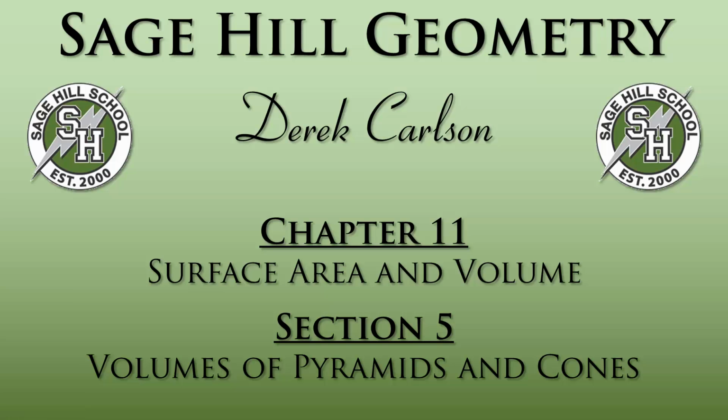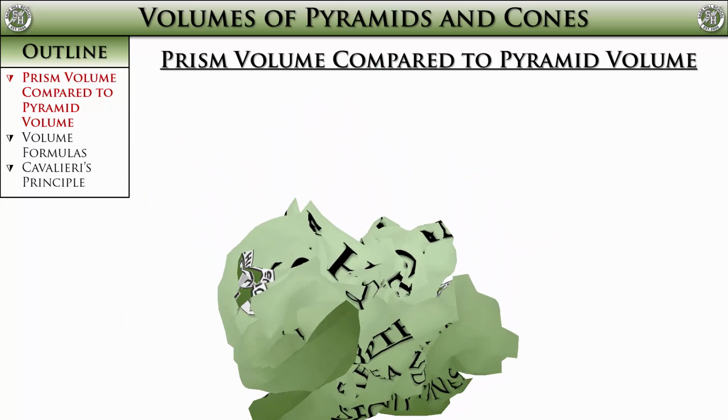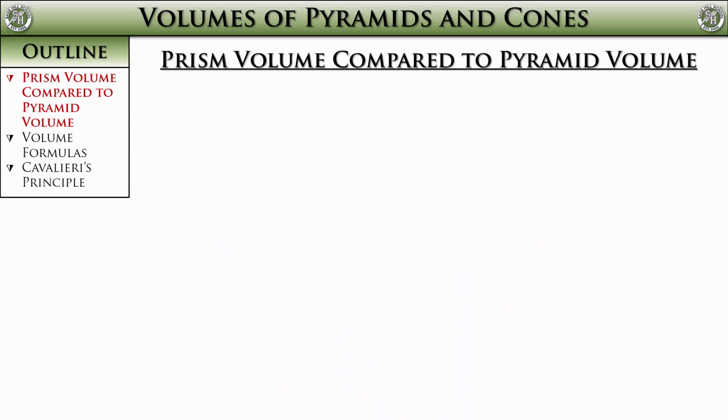Considering the pattern formed by the last three sections, you might have been able to guess without looking that this section would be on the volume of a pyramid and a cone. Before I get to those formulas though, I'm going to show you a demonstration about how the volume of a prism compares to the volume of a pyramid.